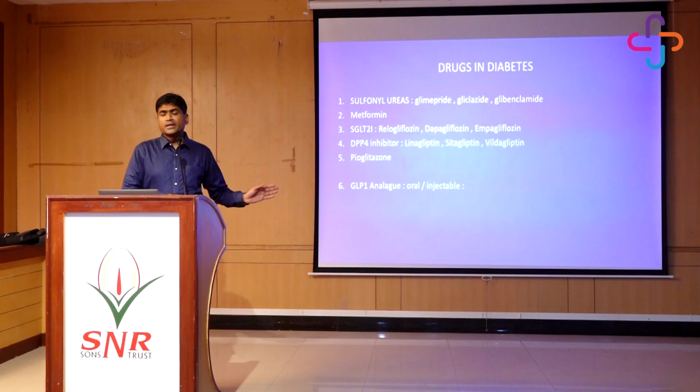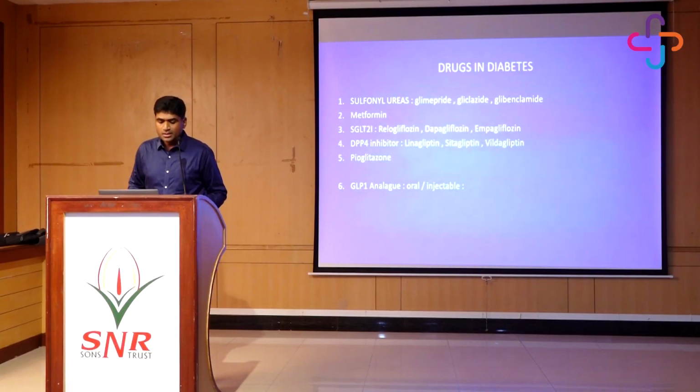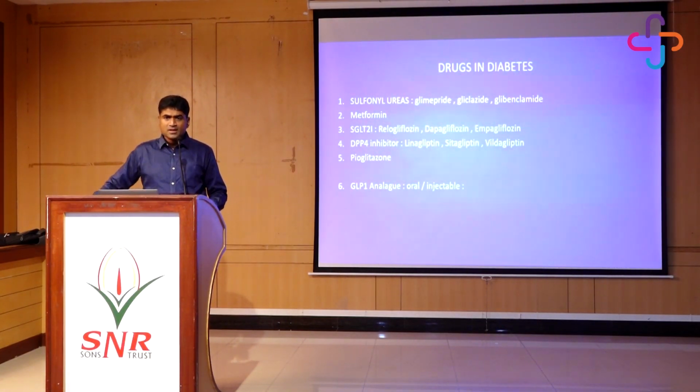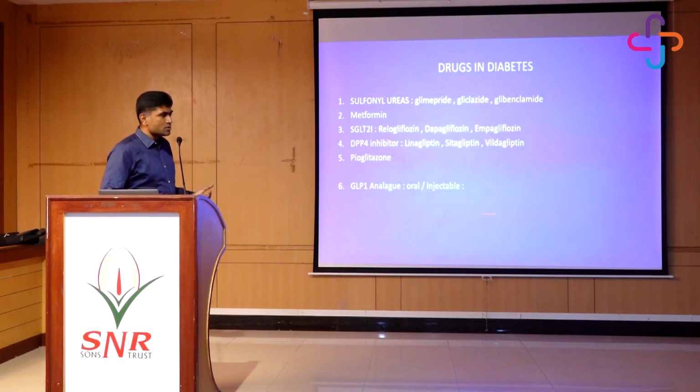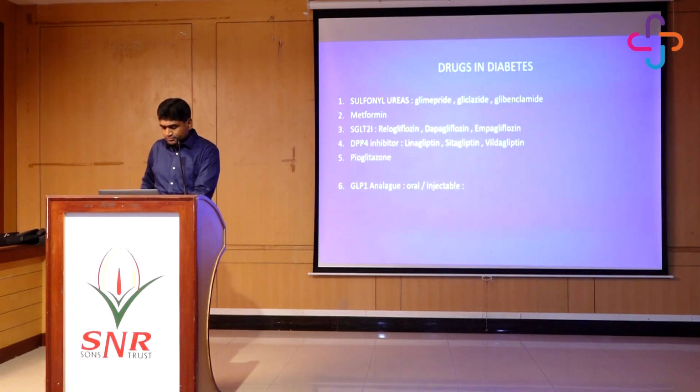They are being used in all departments, particularly in cardiology, neurology, medicine, as a weight loss drug, as a renoprotective drug, etc. And of course, it is a diabetes agent. So DPP-4 inhibitors: linagliptin, sitagliptin, vildagliptin, and pioglitazone, very rarely used, but this can also be used and is approved. So finally, GLP-1 analogs. Today's talk will be about this. GLP-1 analogs, oral or injectable.